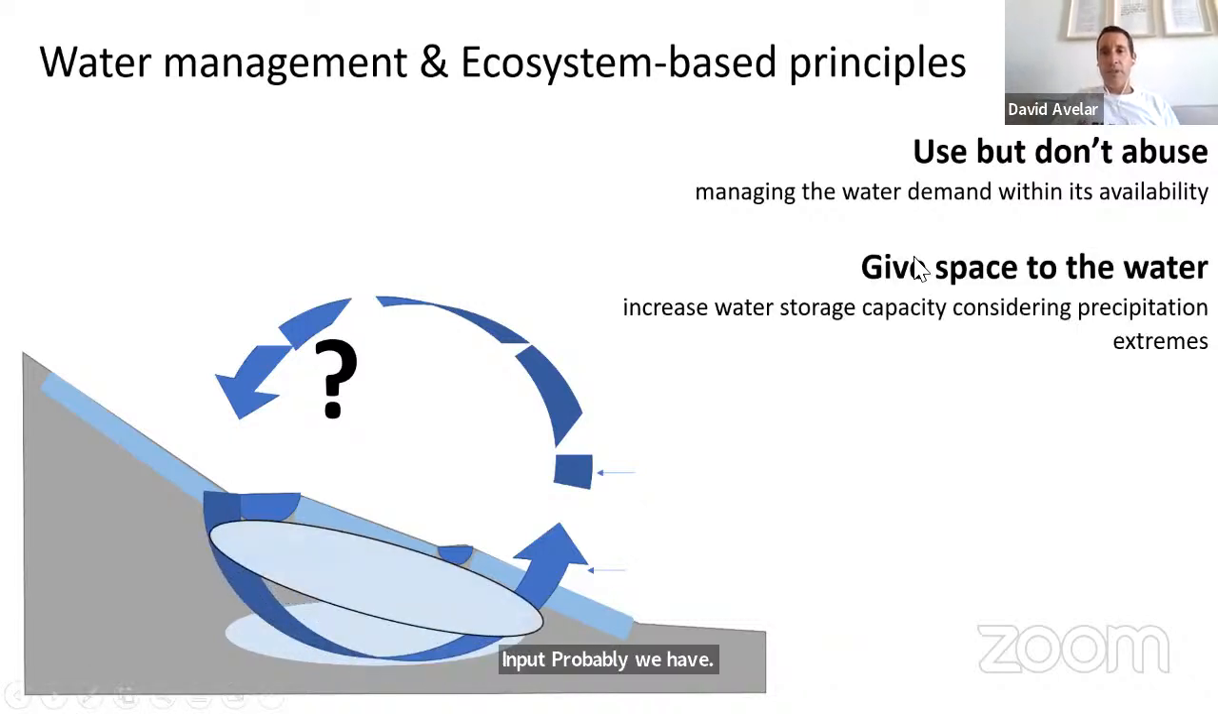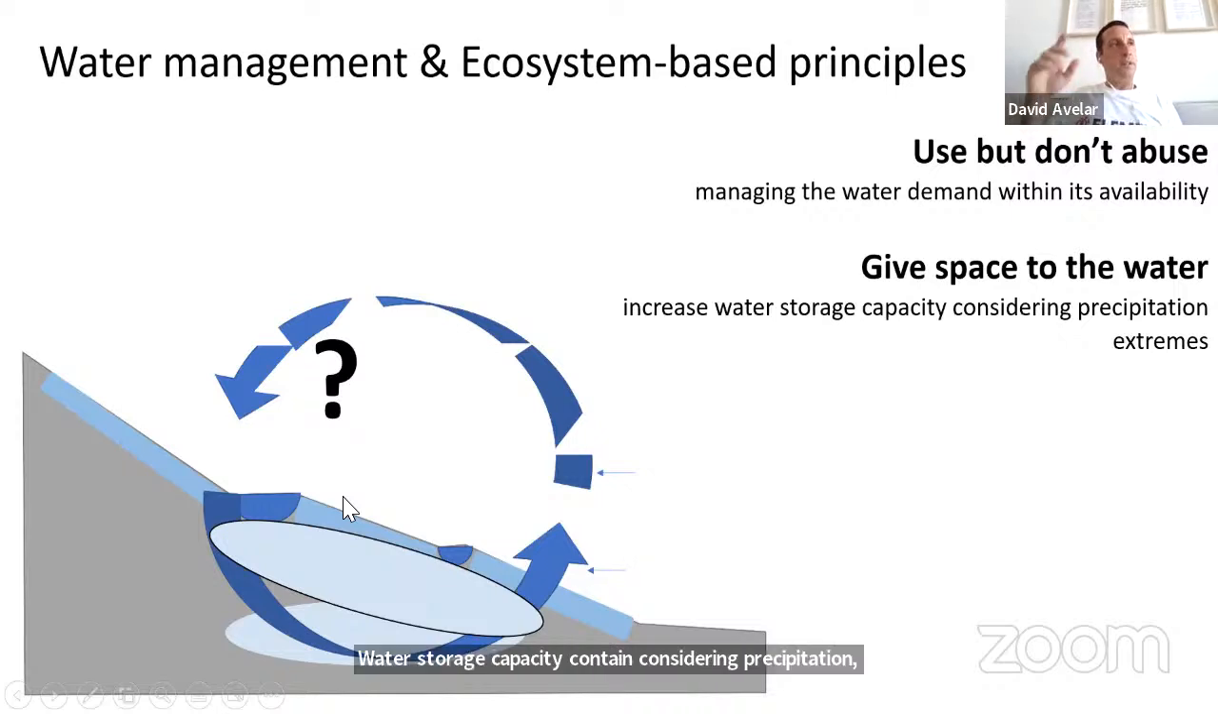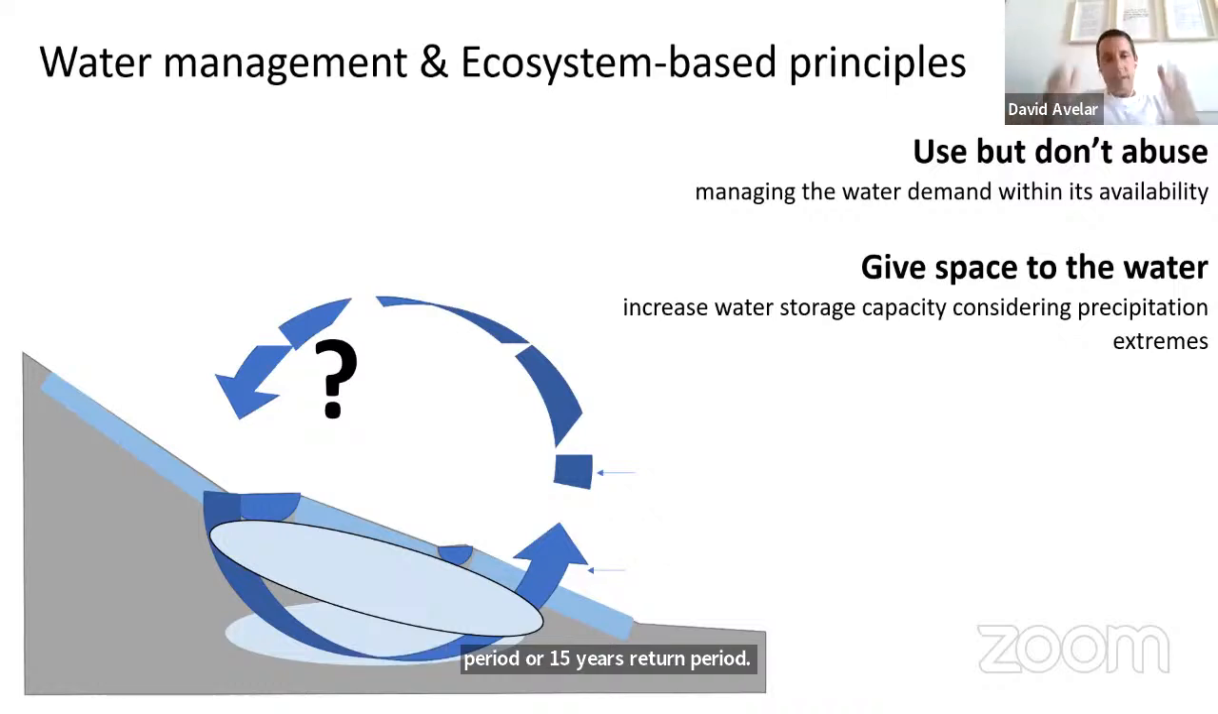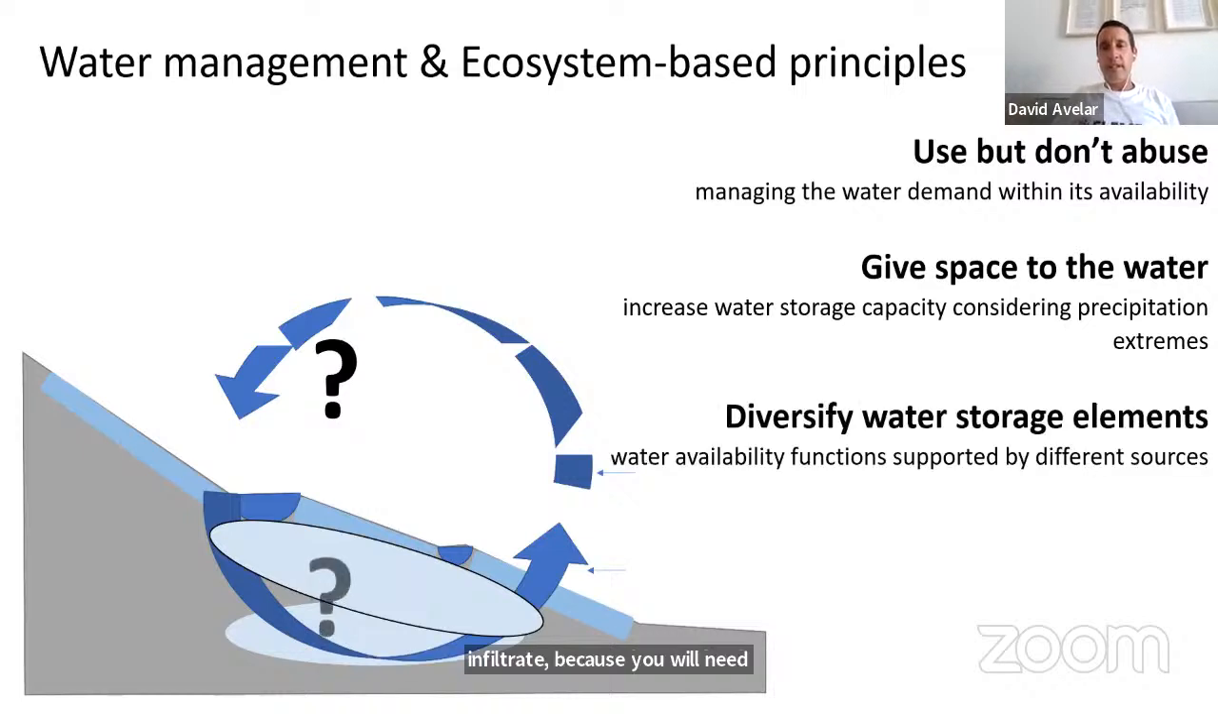A second one is give space to the water. Here, give space in the water storage, increase water storage capacity considering precipitation extremes. Always try to think about the 10-year return period or 15-year return period, so the heavy rainfall that will fall on your farm every 10 years or 50 years. And try to work for that, in order to store and invite the water to infiltrate, because you will need it afterwards.